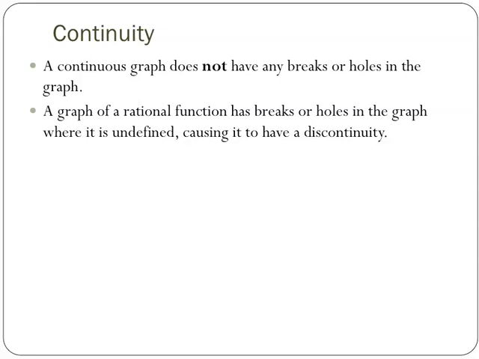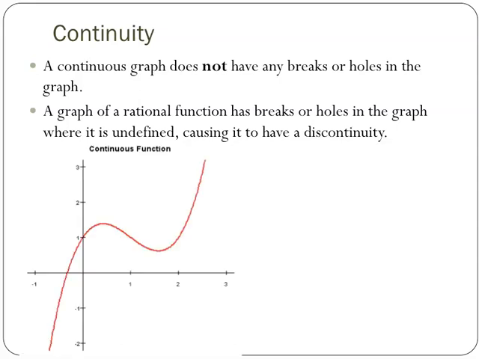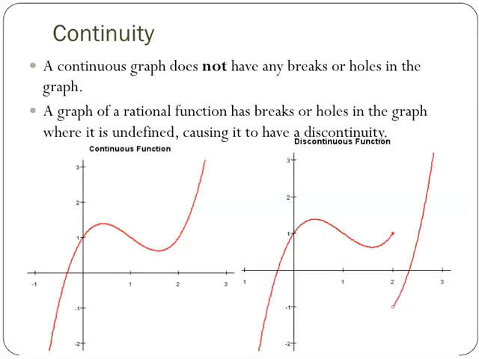Now, graphically, just so you can visually see what this looks like, this is an example of a continuous function. Here's an example of a discontinuous function. One easy way to determine whether or not a function is continuous is, are you able to draw the entire graph of that function without lifting your pencil? That's one way to think about it. It's a continuous function if you can. It's a discontinuous function if you cannot.